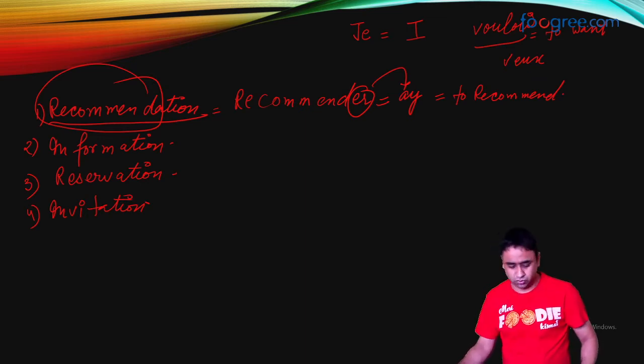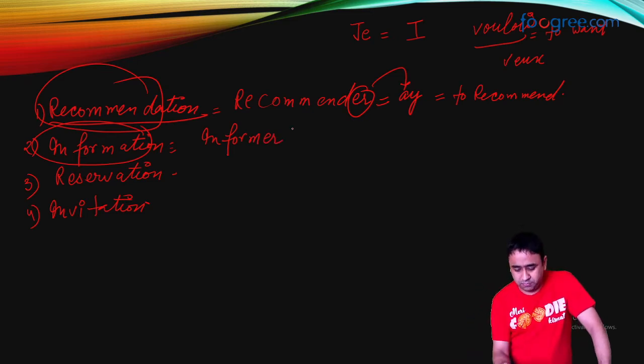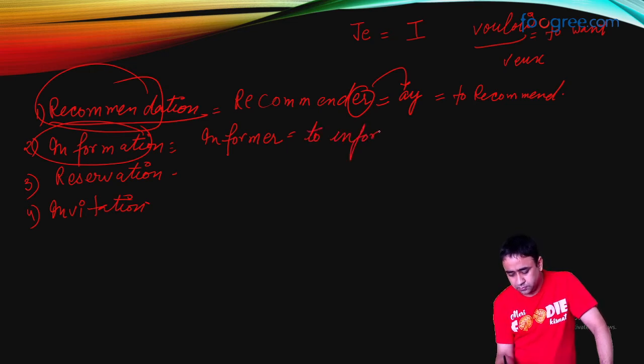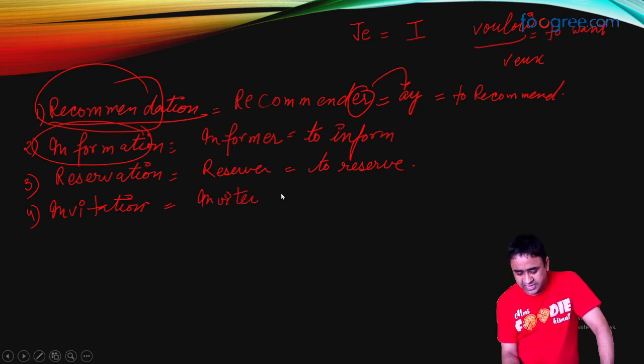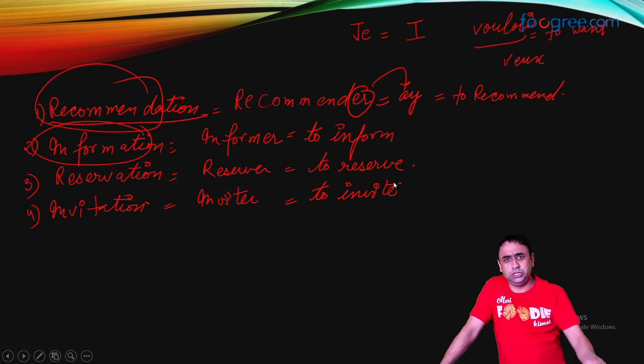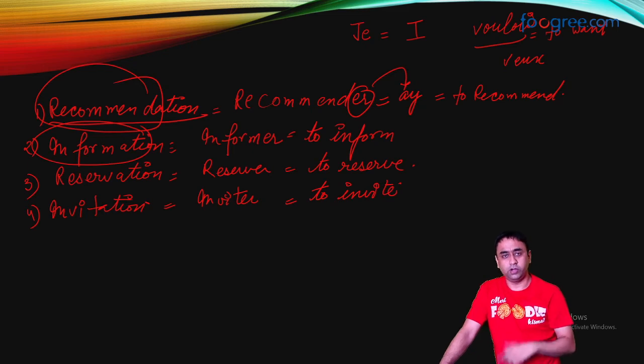Now the next word is information. Let me take a part of it and make a French verb, that is informer. This is the infinitive form of the verb. Informer means to inform. Yes, very simple. Reservation: let us take réserver. It means to reserve. Now let us take invitation, and it will be inviter. Inviter means to invite. There are many words like complication, comparaison. These are all English words that you can use in French, but with the pronunciation of asion. Similarly, recommander, informer, réserver, accepter, inviter. These are all infinitive forms of verbs.